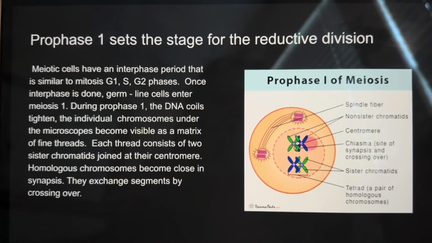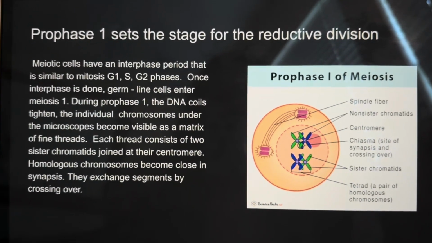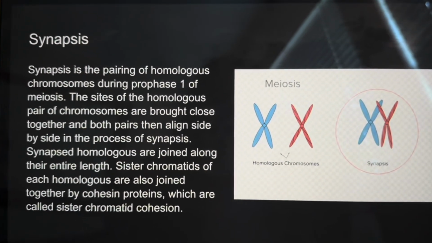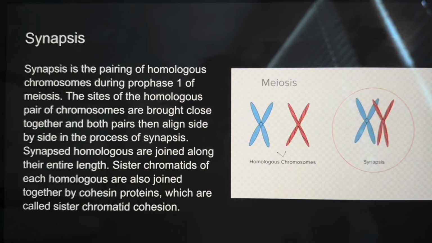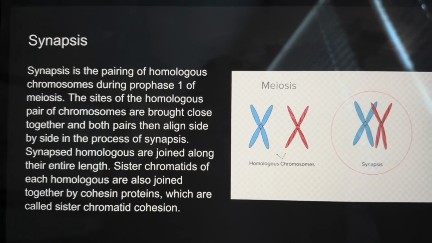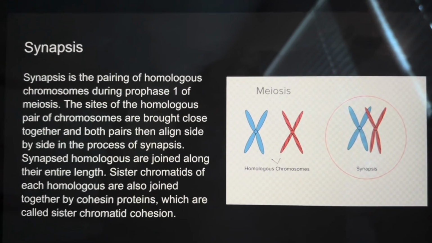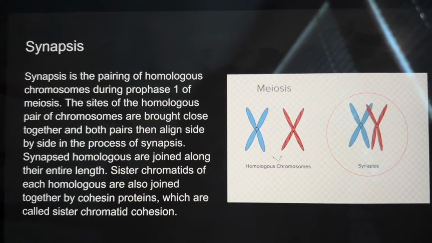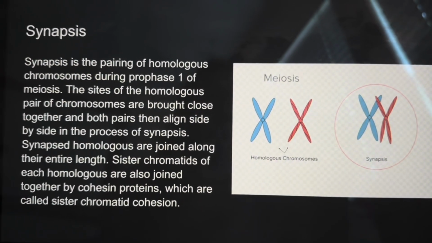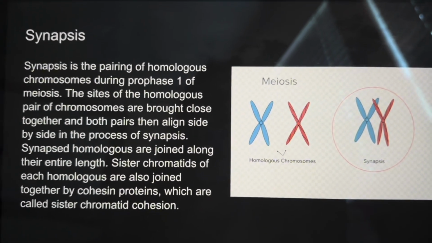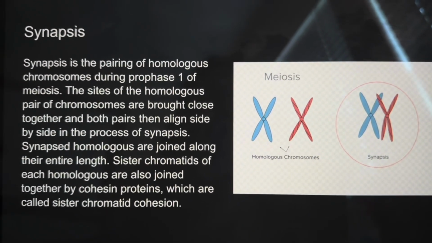Homologous chromosomes become closely associated in synapsis. They exchange segments by crossing over. Synapsis is the pairing of homologous chromosomes during prophase 1 of meiosis. The sites of the homologous pair of chromosomes are brought close together, then aligned side by side in the process of synapsis. Synapsed homologs are joined along their entire length. Sister chromatids of each homolog are also joined together by cohesion proteins, which are called sister chromatid cohesion.